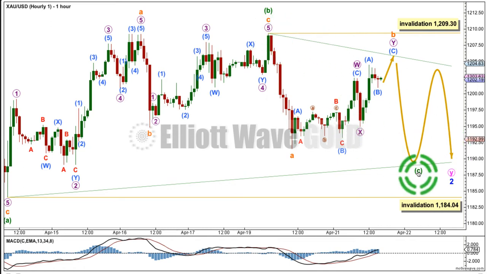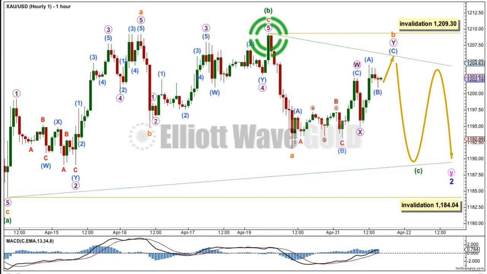Within this zigzag down for C, subminuette B may not move beyond the start of A above 1209.3. In the short term, that upper invalidation point for wave count 1 is black and white. Minuette C of the triangle may not move beyond the end of A below 1184.04 for both the contracting and barrier triangle type. For this wave count, when C is a complete zigzag, then D upward may not move beyond the end of B for a contracting triangle. For a barrier triangle, it should end about the same level as B so long as the BD trend line of a barrier triangle remains flat.